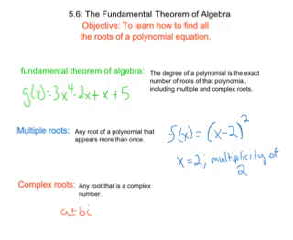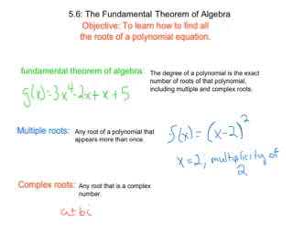The fundamental theorem of algebra states that the degree of a polynomial is the exact number of roots of that polynomial, including multiple and complex roots. So the degree of a polynomial, well, if we have a polynomial equation right here, so this is a function, the degree is the highest exponent of any of the terms. So here this is in standard form, the highest exponent here is 4. So this is 3x to the fourth. This is a fourth degree polynomial, meaning that we should have exactly four roots of this equation.